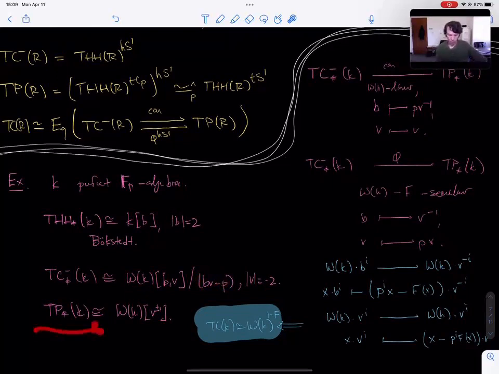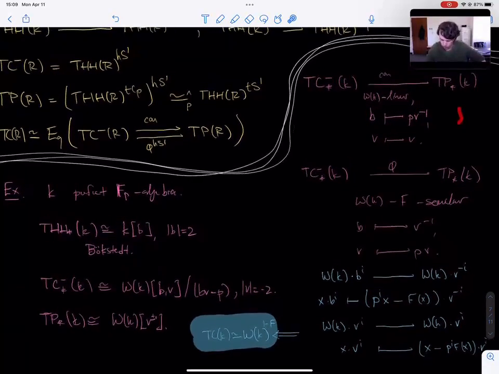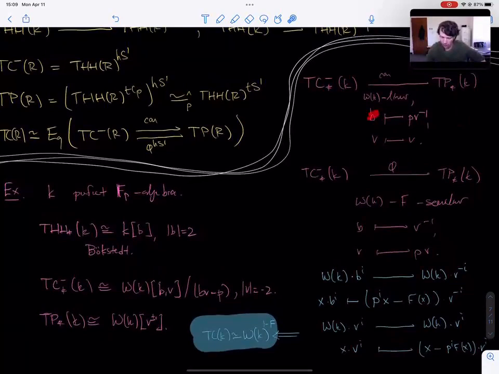And then you get TP by just inverting V. So you get this computation. The right hand side gives you what these CAN and phi maps do. CAN basically sends B to P times V inverse and V to V, and it's WK linear with respect to these presentations. Whereas phi is Frobenius semilinear, where I use the Witt vector Frobenius, and it sends B to V inverse and V to P times V.